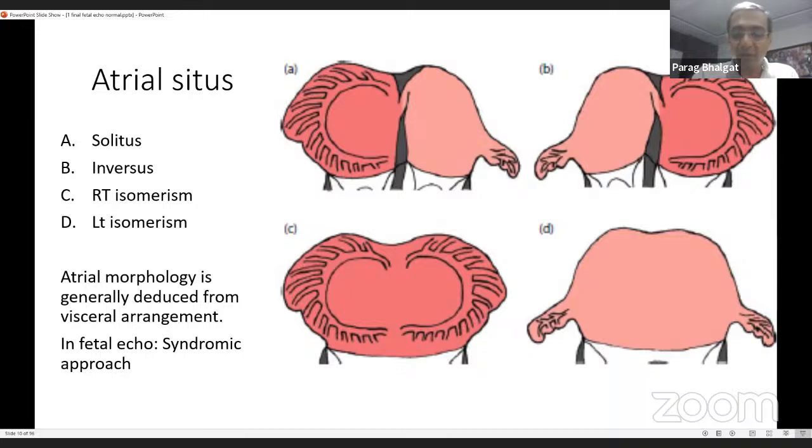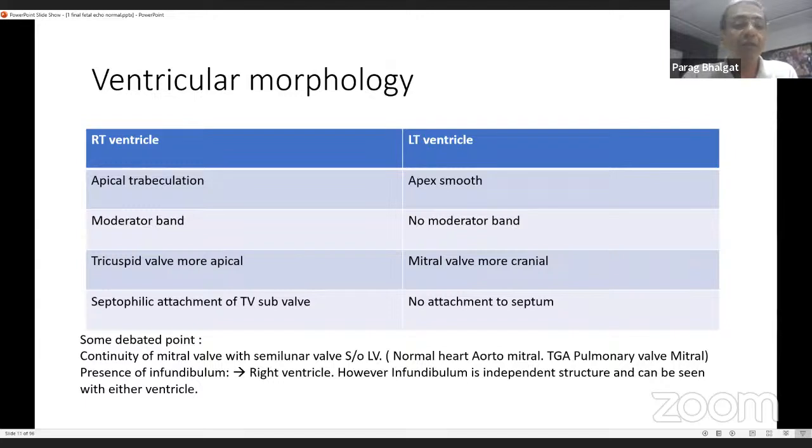So this is all possibilities. After atrium, we have to know what is the ventricular morphology, right and left ventricle. The right has apical trabeculations, while the left has a smooth apex. Moderator band is on the right side; left has no moderator band.